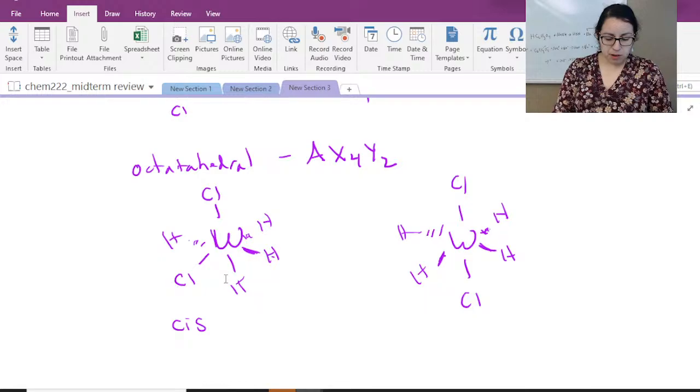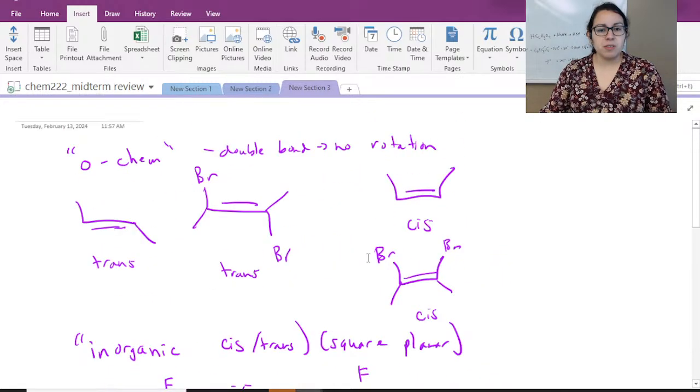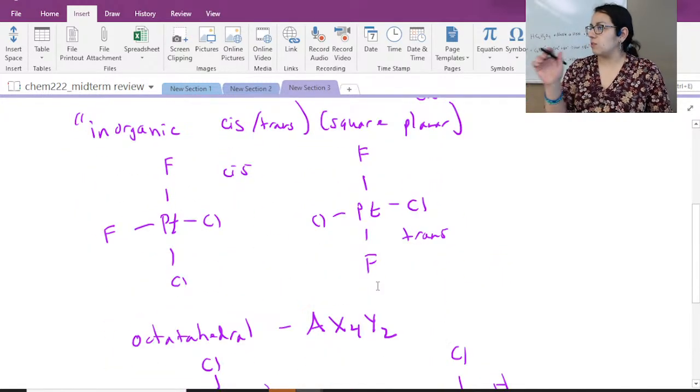Does that help clarify the cis and trans isomers? I know it's confusing because we touched on all of them, the OChem versus the inorganic chemistry. Did you have a question?